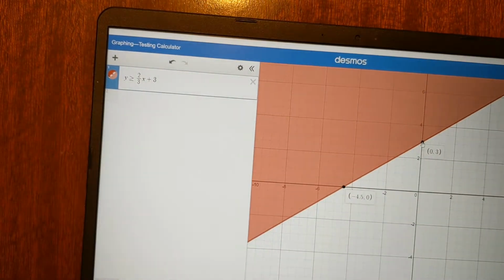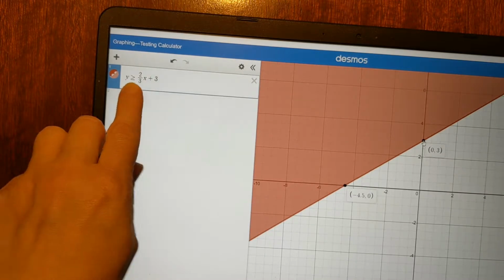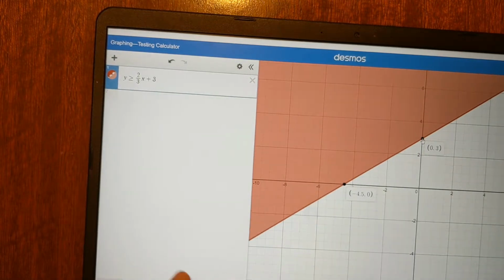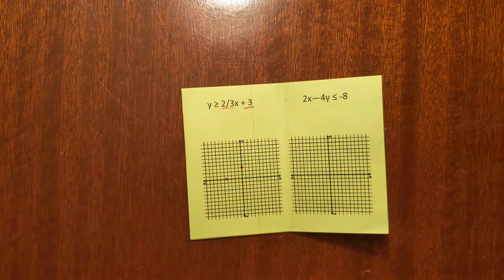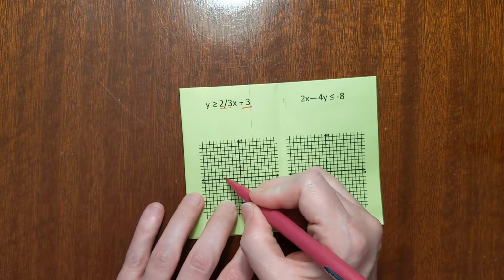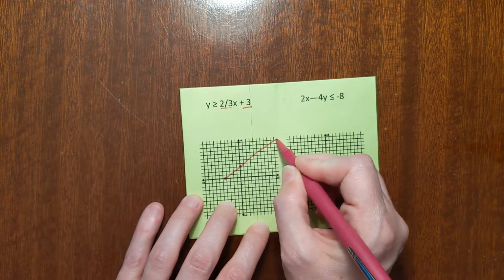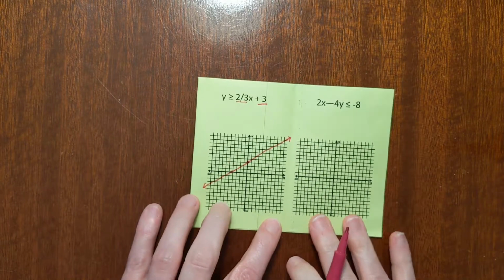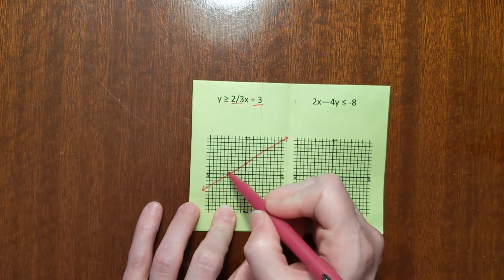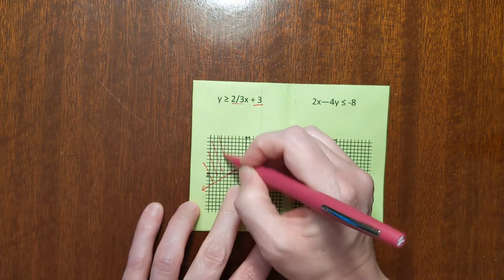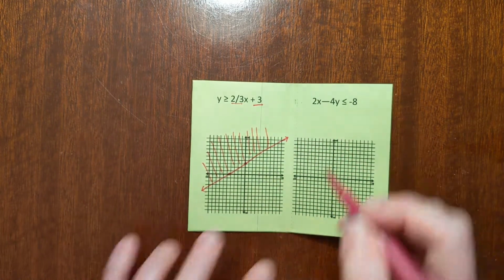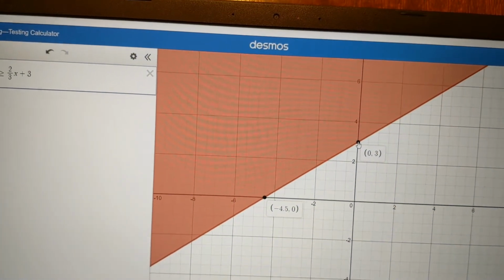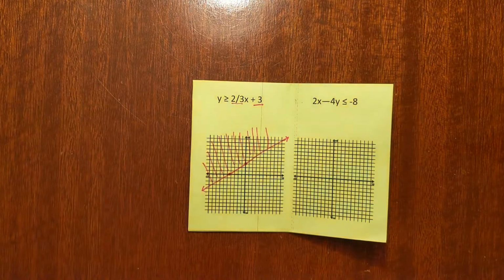So if your symbol has a line under it, then it's a solid line. If there's no line under your inequality symbol, it's going to be a broken line. This is a solid line, so I need to connect those 2 points that we plotted with a solid line and extend it all the way to the edge of the graph. And if you remember from the notes that we did, it's greater than, so that means shade above this area here. Or you can look at Desmos and see that it is shaded above the line. So that's what you need to do on your paper.